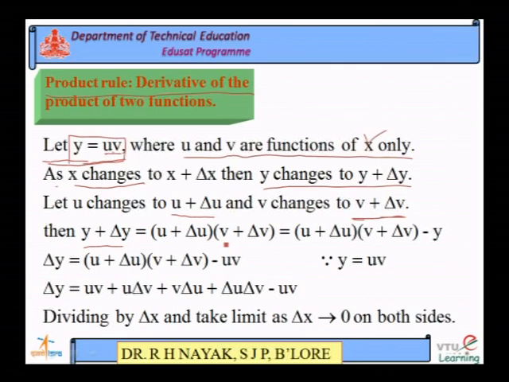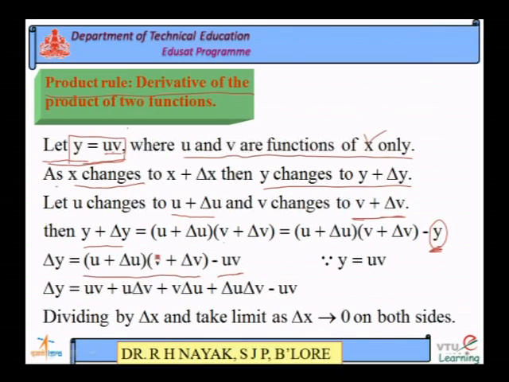This y is transferred to the right side, it will become minus y. Then you substitute the y value. What is the y value? The y value is u into v. In place of y, we have substituted uv, that is u plus delta u into v plus delta v minus uv. You remove this bracket.